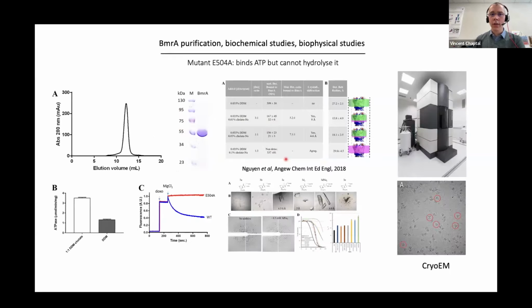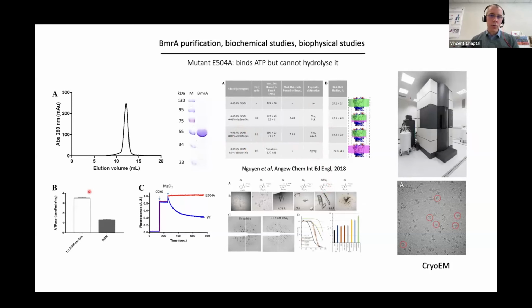We've been working on BmrA for quite some time, so we really mastered the purification. We have a beautiful purification. Back in the days, we wanted to solve the structure by X-ray crystallography, so we worked a lot on detergents to really tailor the protein. We worked on a special detergent mixture of DDM and cholate in a special 1:1 ratio that yields a smaller detergent belt around the protein and gives better diffracting crystals.